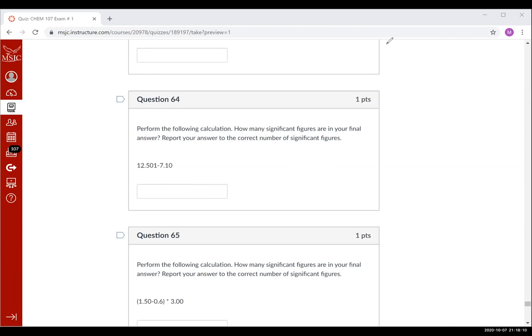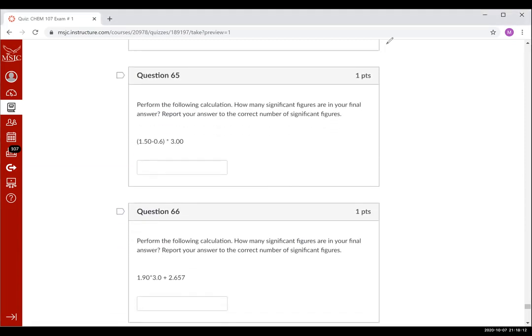Okay, so let's keep going now. In this case, we're asked to do a multi-step calculation. In the first case, we're doing subtraction. So 1.50 minus 0.6. So we only retain 1 decimal place. That gives us 0.9. Now we deal with the multiplication operation, which cares about sig figs. 0.9 has 1 sig fig, 3.00 has 3, and that gives us 2.7, which we round to 1 sig fig, which would just be 3.